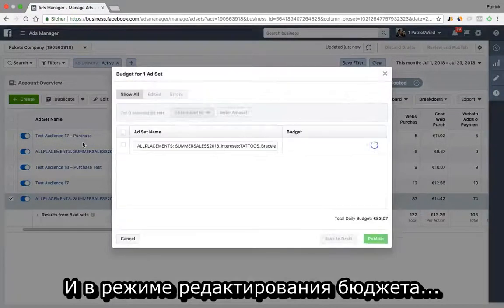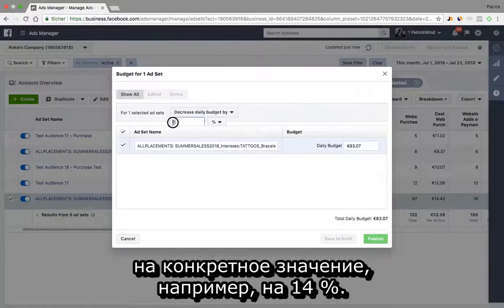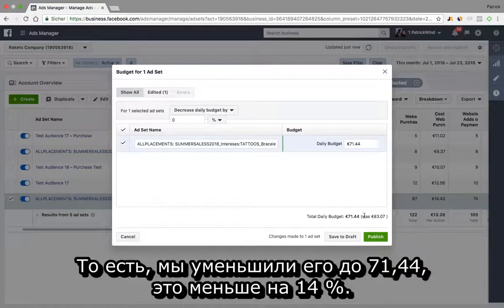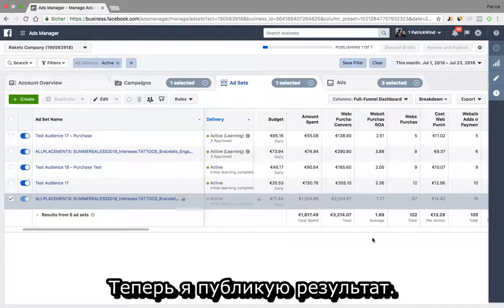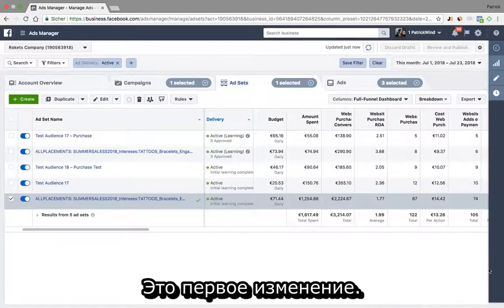And once you edit your budget, you can simply decrease daily budget by a certain percentage. For example, let's say 14%. So we would decrease it to 71.44, which is exactly 14% less. And then I publish it and we're good. Okay. So that was the first change.